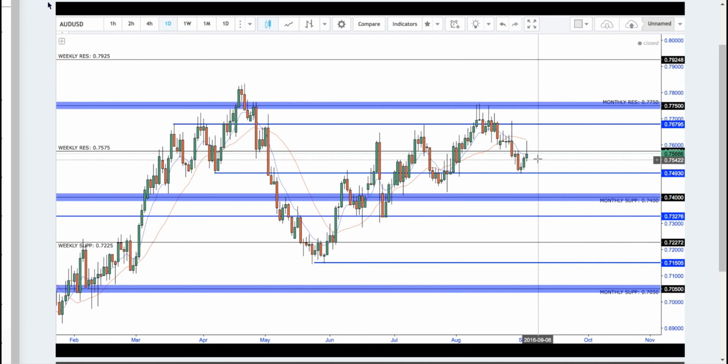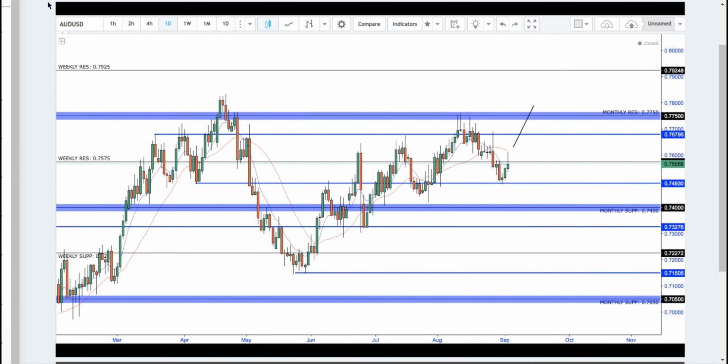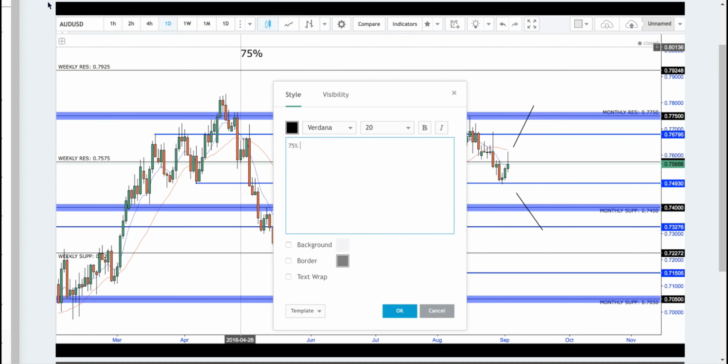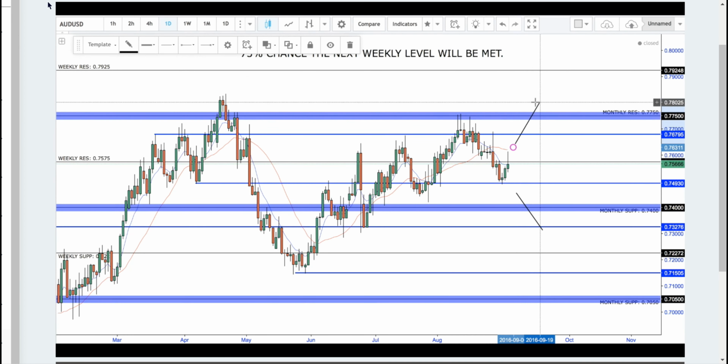Now, when a monthly level is broken, and we hold above a monthly key level, whether it be resistance or support, there is a 75% chance the next weekly level will be met upon a break of a monthly resistance or monthly support. So for instance, if we held above this, we were strong above this, we're looking at the next weekly.